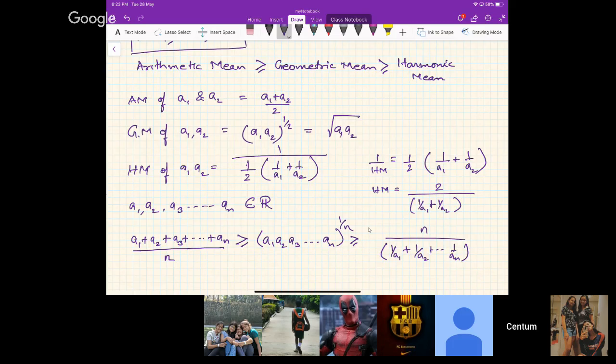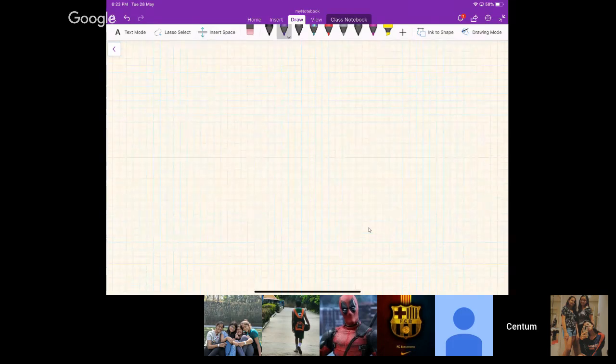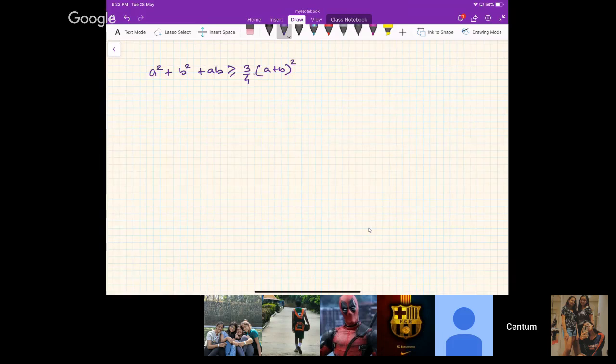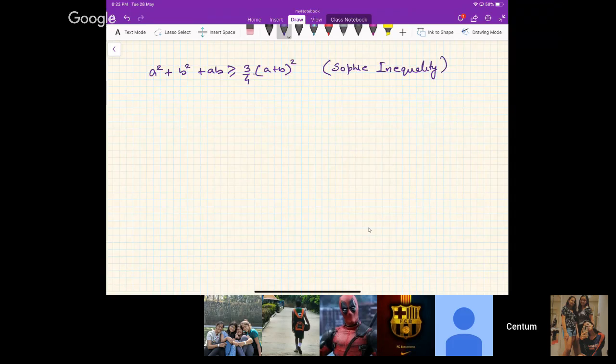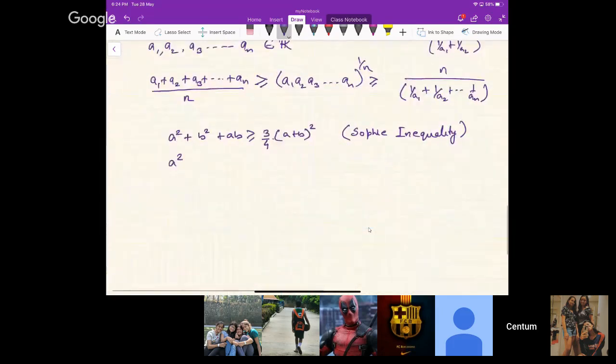Now there are some more results based on the AM, GM and HM inequality. We'll also learn that. You can take down these very important inequalities. Let us say a and b. I'm saying a square plus b square plus ab will be greater than or equal to 3 by 4 times a plus b whole square. This is one of the inequalities, also called Sophie inequality. You have to take down these inequalities and keep them so that you can solve the questions a little quickly.